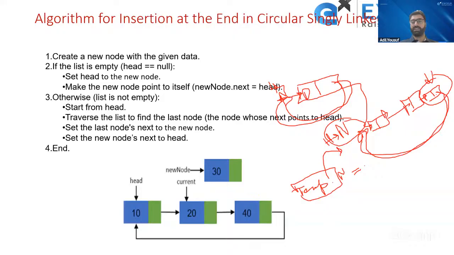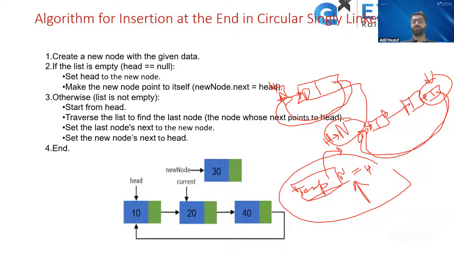Like previously in the doubly linked list, you were checking if temp.next is equivalent to null, you were saying that was the last node. Or temp.next.next was equivalent to null, you were saying it was the second last node. So here you will be checking temp.next is equivalent to head. Simple. So when temp.next is equivalent to head, you will say it is the last node. By this we can check that we have reached the last node. After reaching the last node, what do we have to do?